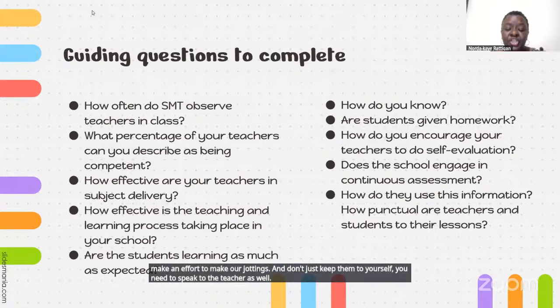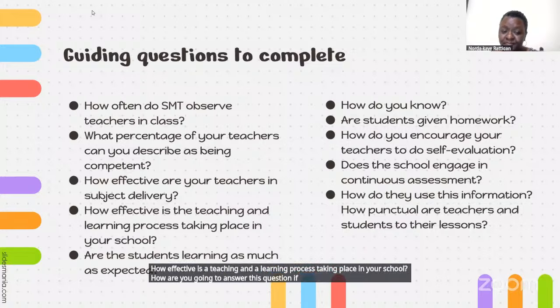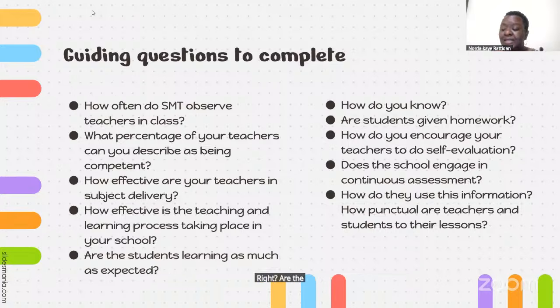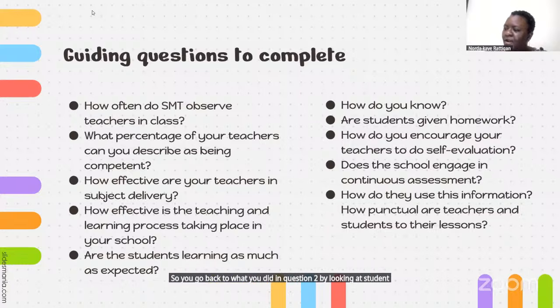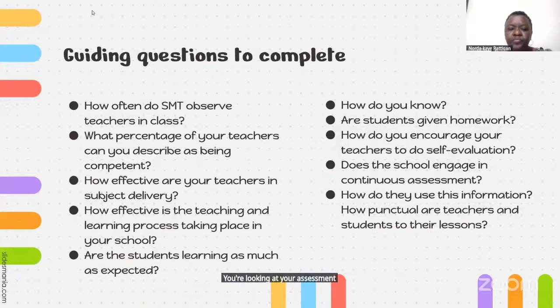How effective is the teaching and learning process taking place in your school? How are you going to answer this question if you don't have data? Are the students learning as much as is expected? So you go back to what you did in question 2 by looking at student learning. When you look over the terms, first term, second term, third term, are they moving? You're looking at your assessment practices.